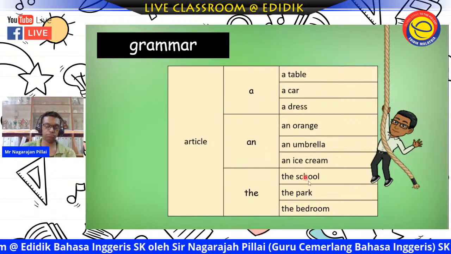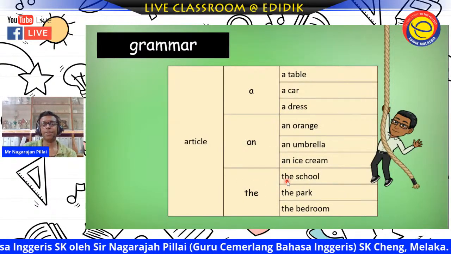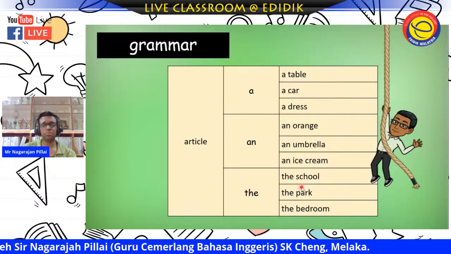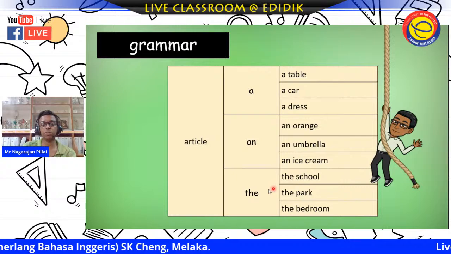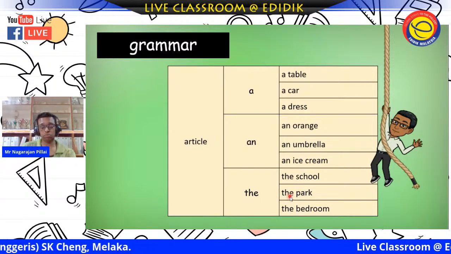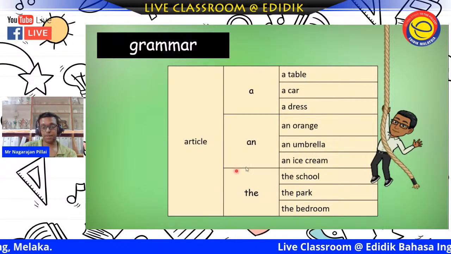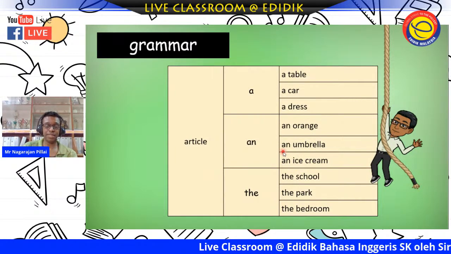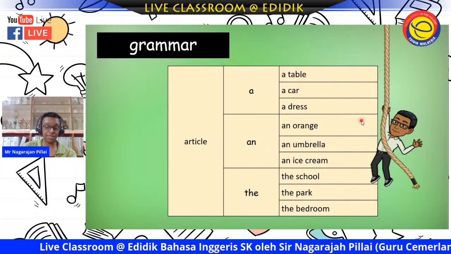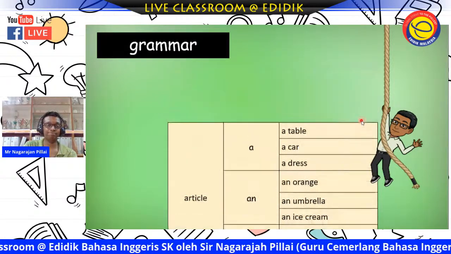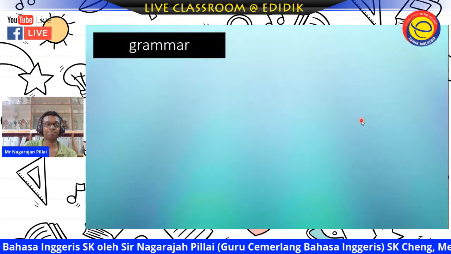Now, what about the? Okay, the normally we use for places, specific. Okay, general thing, general thing. Okay, for example, the school, the park, the bedroom. Okay, please, this is very important for you to know. Articles. Next, we have this.